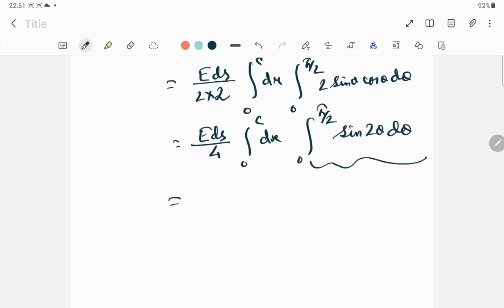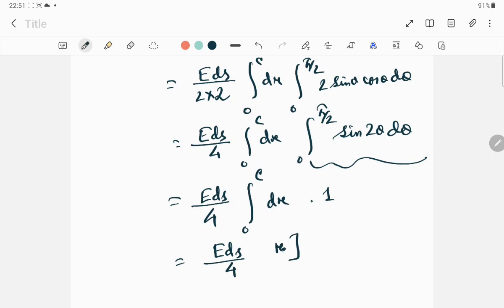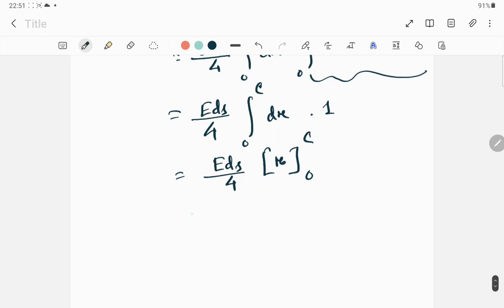That I am not going to derive in detail. This you can check in any 12 standard or say 10 standard trigonometry books. You can verify it or you can do it on your own. And 0 to c dr, so this is nothing but 1. So E ds by 4. So this is nothing but integration dr means r, so it goes from 0 to c. So E ds by 4, so that is nothing but c.